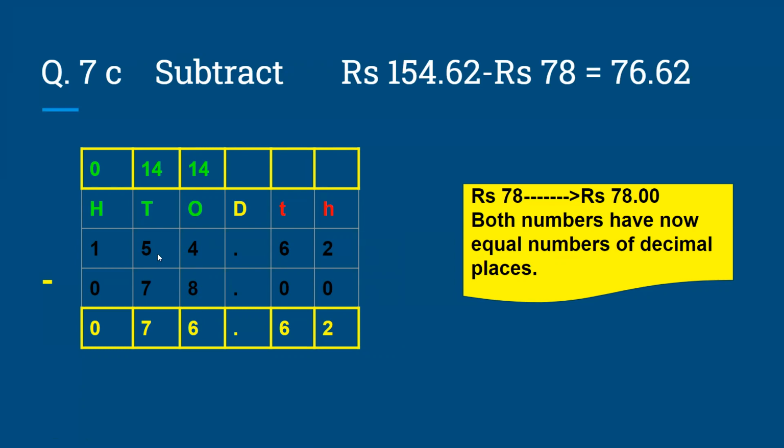Now, how many tens remain here? After giving, it remains only 4. From 4, we can't subtract 7. So we will borrow from hundreds. We will get 100. So, 100 means 10 tens. And it will become 14. 14 minus 7 equals 7. And now hundreds are 0. 0 minus 0 equals 0.